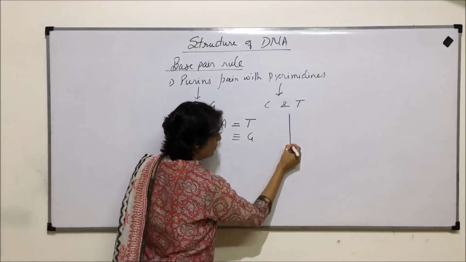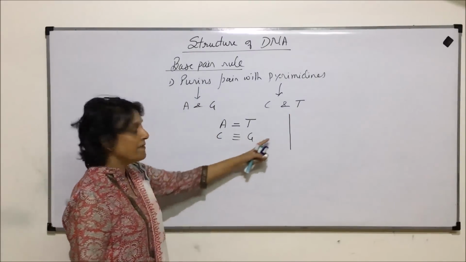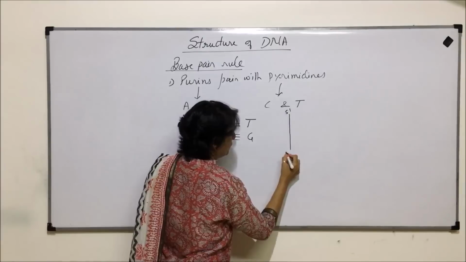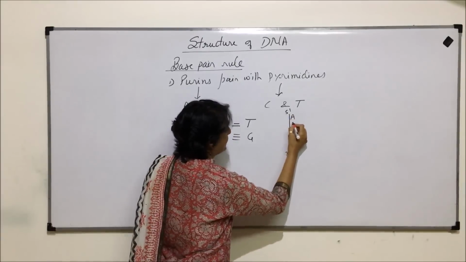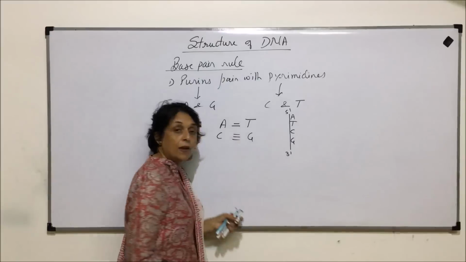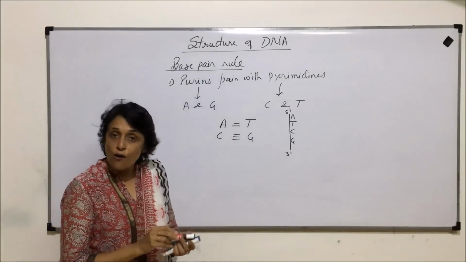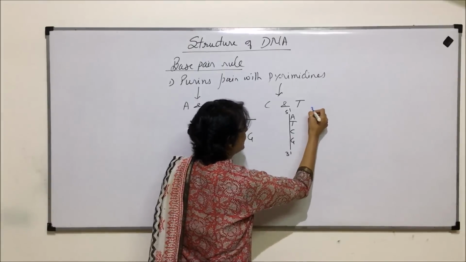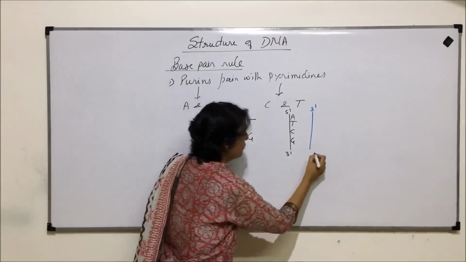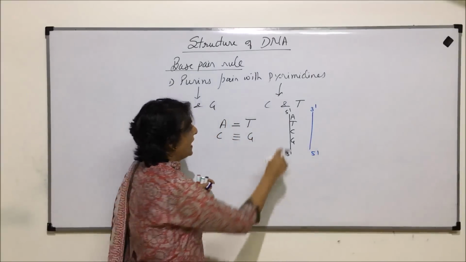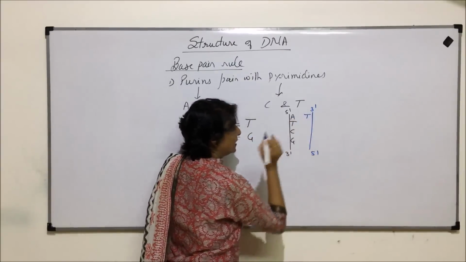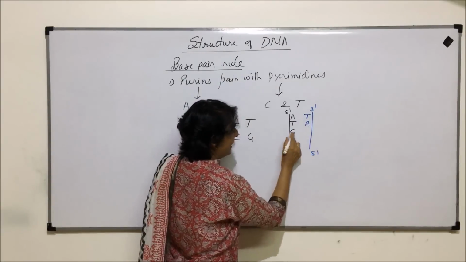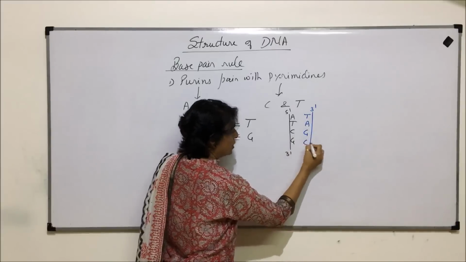Now to understand how this is going to help us, say we write the sequence of nitrogen bases on one strand. This is 5 prime, 3 prime. So it is A, T, C, G. What is going to be the sequence of nitrogen bases on the other strand? The other strand is going to be antiparallel. So this will have the 3 prime free and 5 prime here. A always pairs with T, so it has to have T on the other strand. In front of T, it's going to be A, in front of C, G, and in front of G, C.